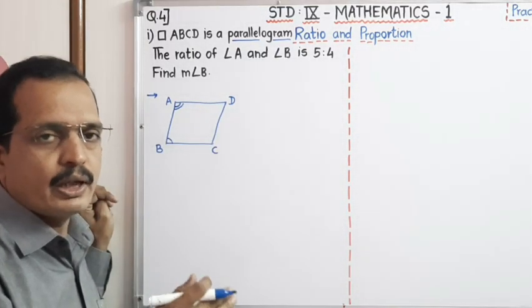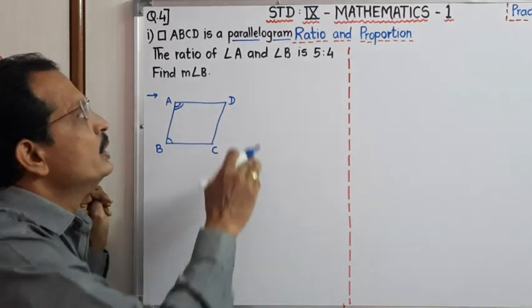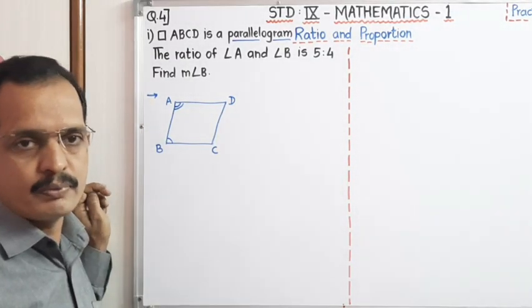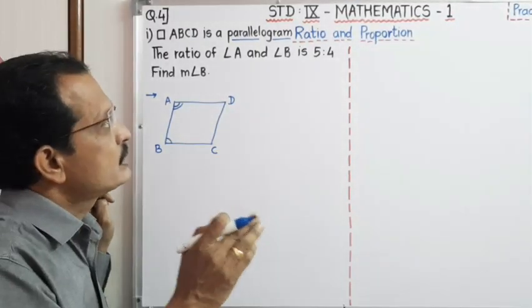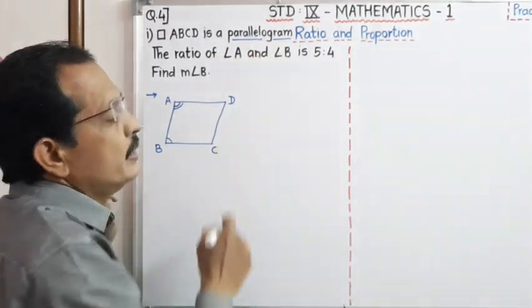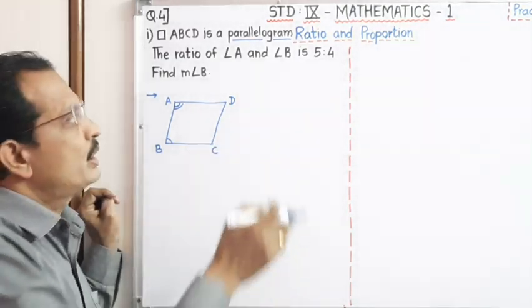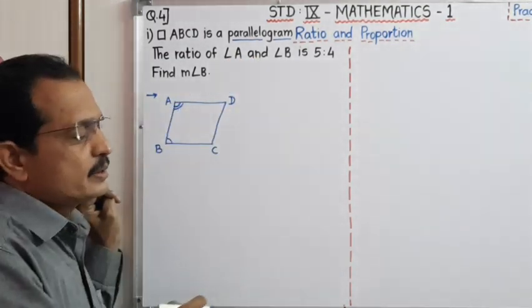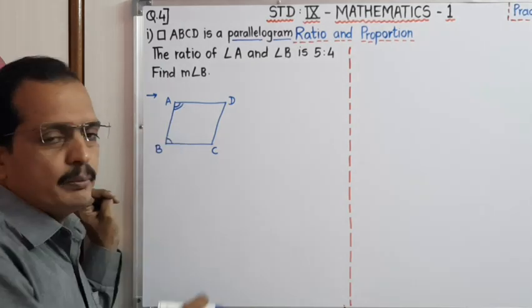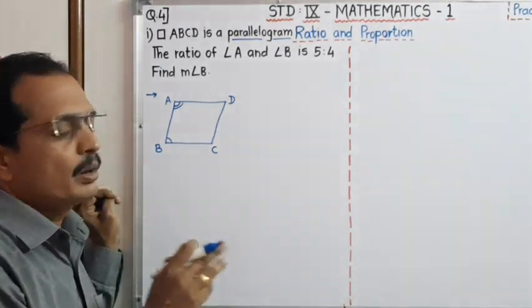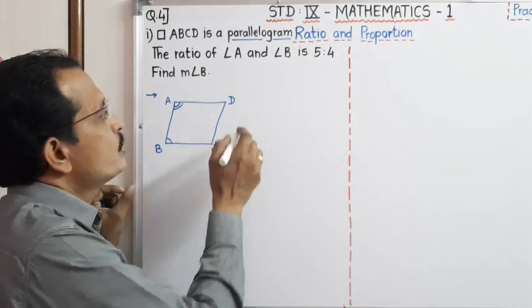Therefore, dear students, we are applying the knowledge of Maths 2 in Maths 1. Maths 1 and Maths 2 are not different, but for study they are divided separately. Therefore, dear students, we have to use that knowledge here. See here, angle A and angle B are adjacent angles and adjacent angles of a parallelogram are supplementary. Now dear students, how to solve?